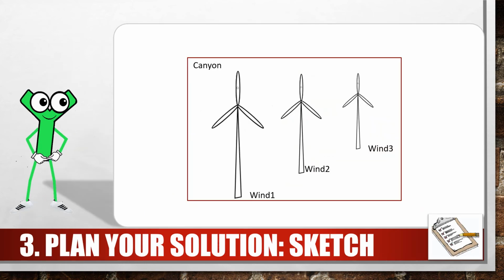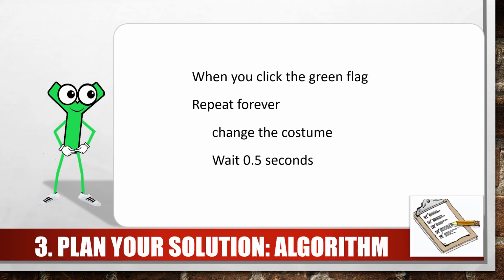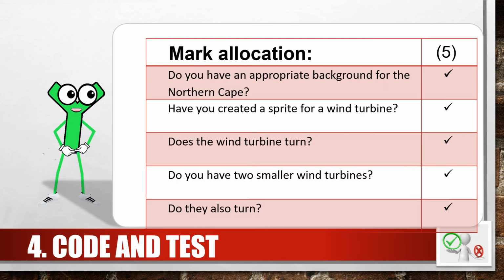Draw the design for the background and the position of the sprites and label these sprites in your workbook. The algorithm for this program will be, when the green flag is clicked, repeat forever, change the costume, wait 0.5 seconds. Now write your program and use this rubric to check that your program meets the criteria.